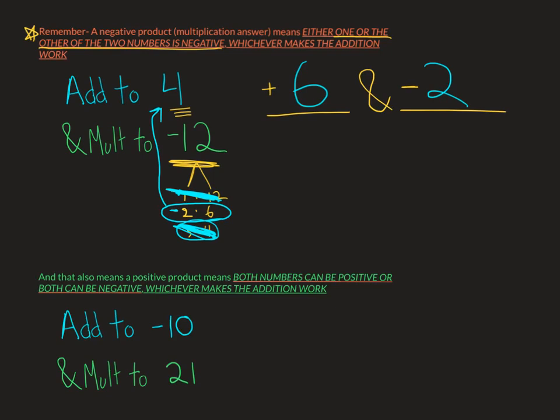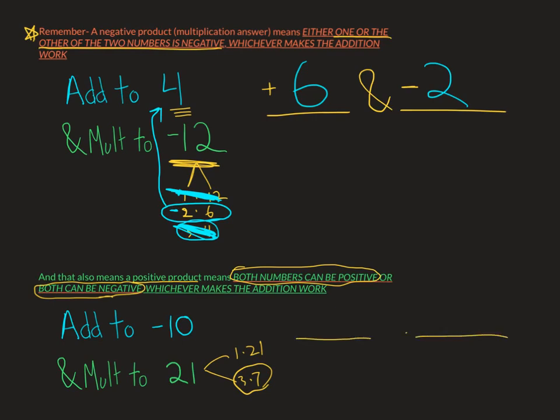This last one, remember, if it's a positive product, so our 21 here is positive, that means both your numbers can be positive or both can be negative, so just keep the signs the same and it'll work out. So with 21, I'm just looking for my factors. That's really all there is. Hopefully it's obvious. It must be a 3 and a 7 to make a 10. And so I just asked myself, 2 positives won't add to a negative 10, but 2 negatives will. And there we go. There's my pair.